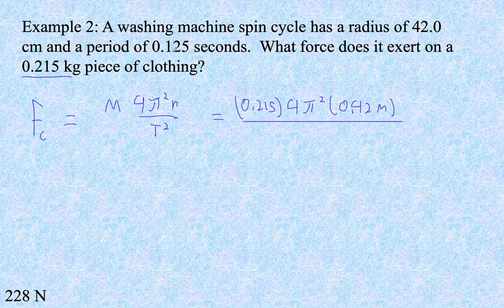And then divided by, it takes 1/8 of a second. That's 1/8 in fraction form. So this means it's going around 8 times a second. Some washing machines spin super fast. I don't know if they go that fast, but I bet they do. I just made that number up.